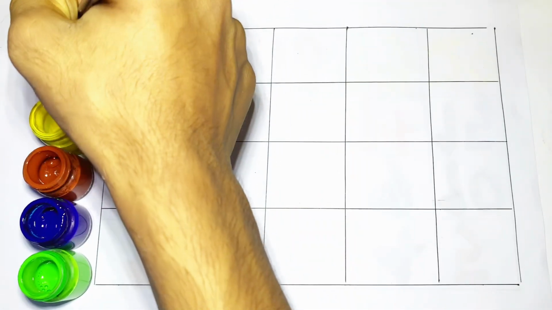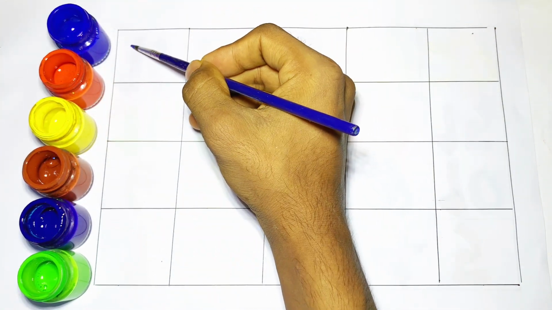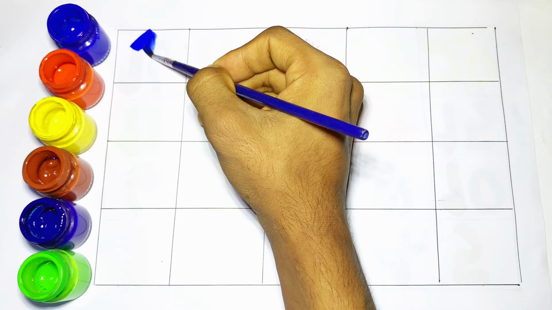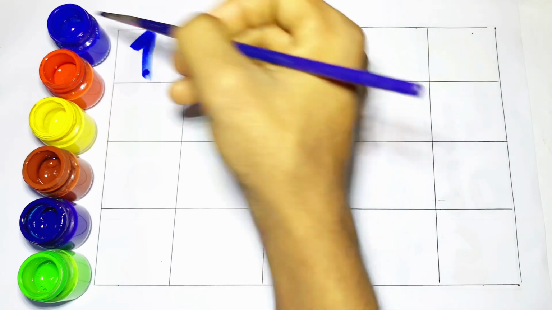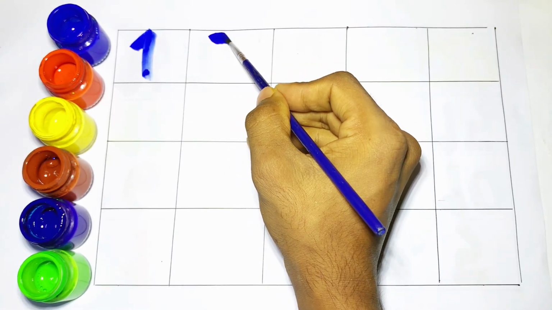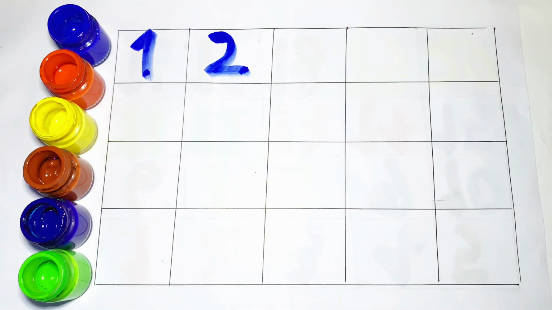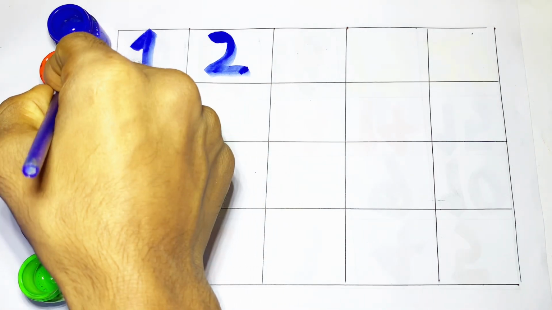Kids, first you draw 1. The number 1, and use sky blue color. O-N-E, 1. Kids, again use sky blue color and draw 2. The number 2, T-W-O, 2. Kids, now write a 3. The number 3, and use red color.